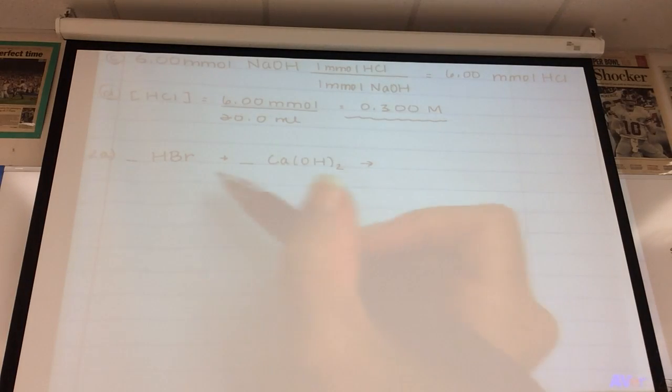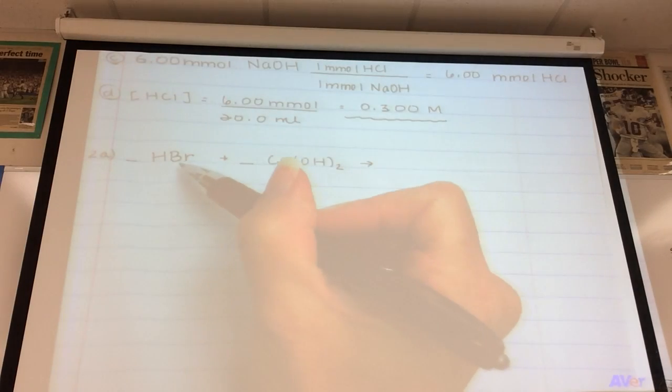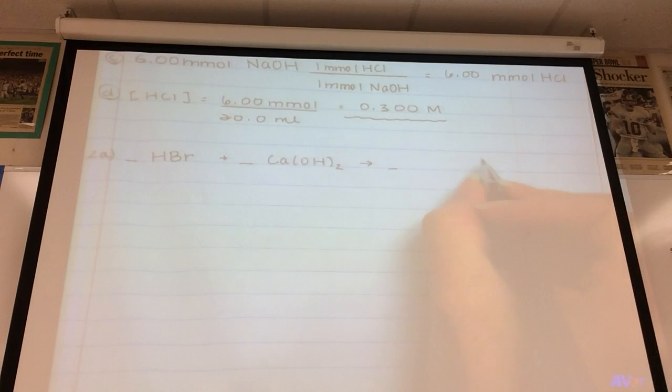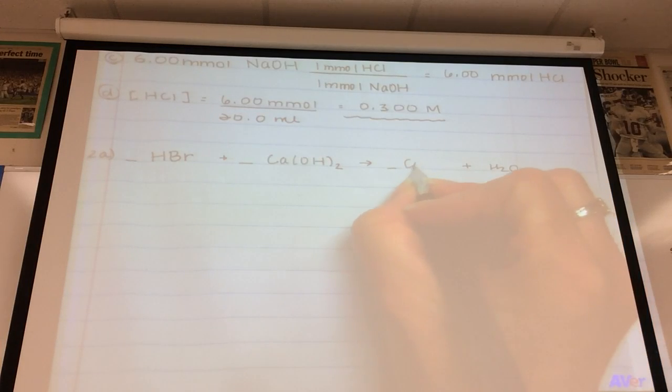What are always the products of a reaction between an Arrhenius acid and an Arrhenius base? Salt and water. So the water's easy. What salt do you generate? Calcium bromide. You got it.